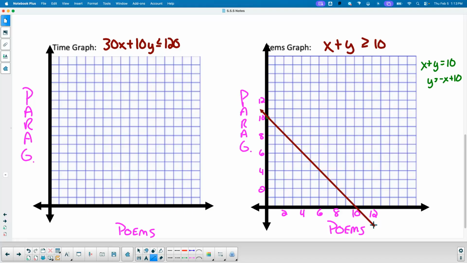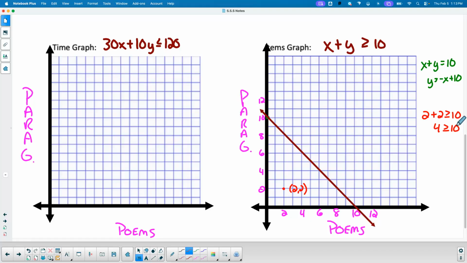Make sure you draw in your axes too. Solid line there. Test point. I don't know, 2, 2. 2 comma 2. So if I plug in 2 comma 2, then I get 2 plus 2 is greater than or equal to 10. Is 4 greater than or equal to 10? No, that's false. So that means I should shade on the other side of the line.